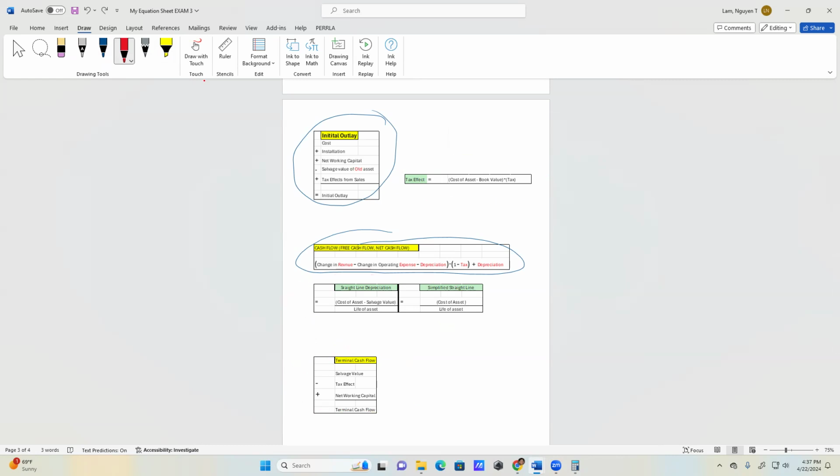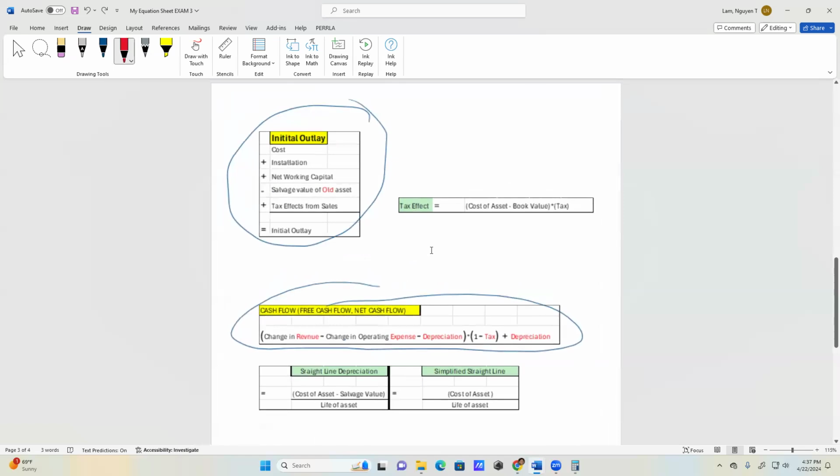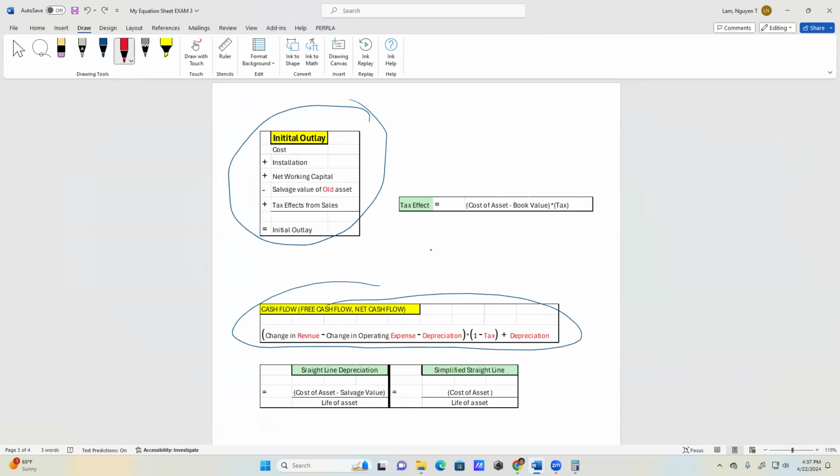So let's talk first about tax effects. Tax effects is cost of asset minus book value, multiplied by the tax. Usually they straight up tell you the book value. They'll say the book value of the old asset is blah blah blah. Then you know that is the book value.